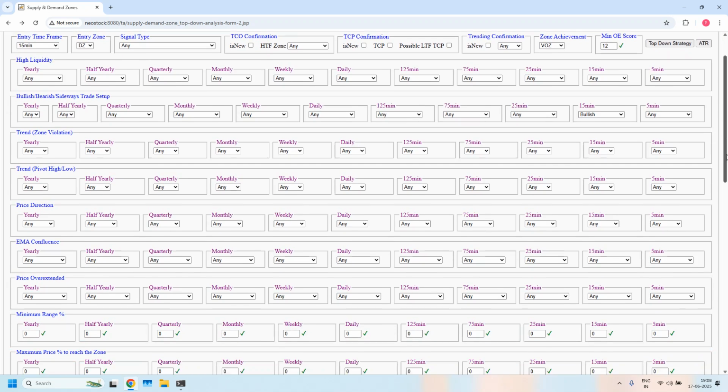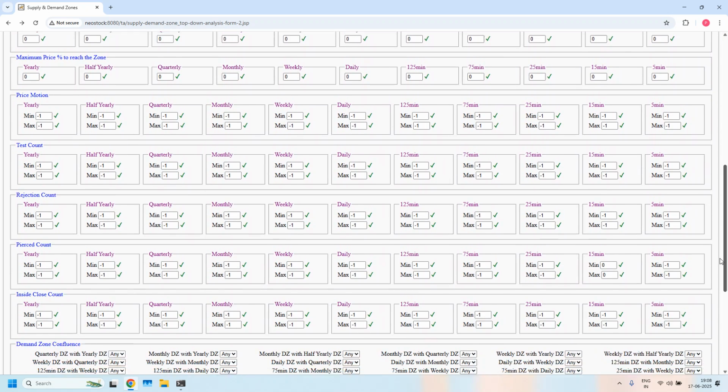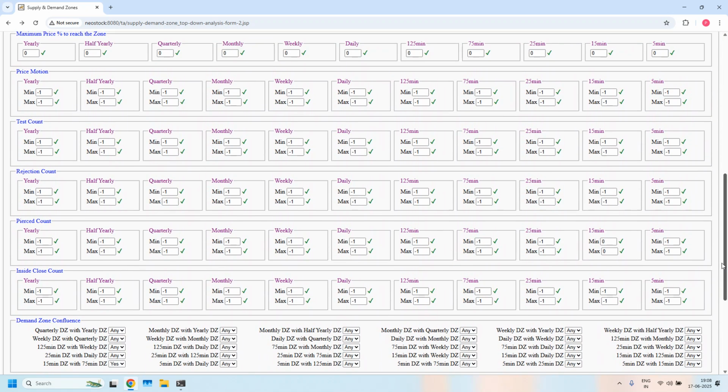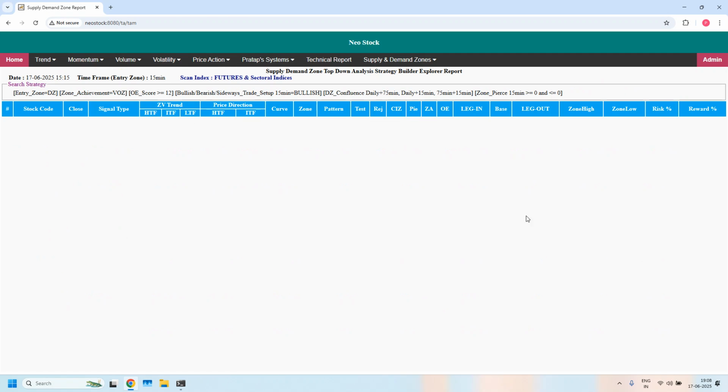Let us look into LTF, ITF, HTF demand zone confluence. That is 15 minutes, 75 minutes and daily demand zone confluence. First filter is already enabled. Next 15 minutes and daily, 75 minutes and daily demand zone confluence. With all the 3 filters, we did not get any stocks. Okay, this is about a bullish trade setup for daily income trade.